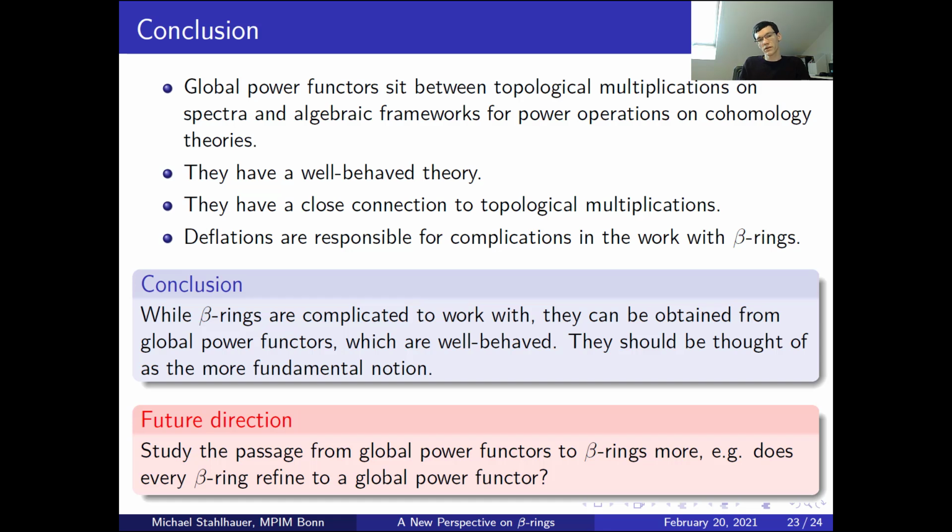So I have now described to you how this passage works, and now we can maybe ask the question whether every beta ring refines to a global power functor. So we saw this for cohomology, we saw this for Burnside rings, but maybe there are some exotic beta rings which don't come from global power functors, and that's something one could study in the future.